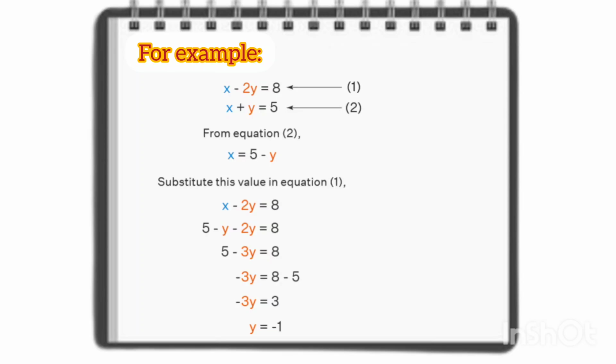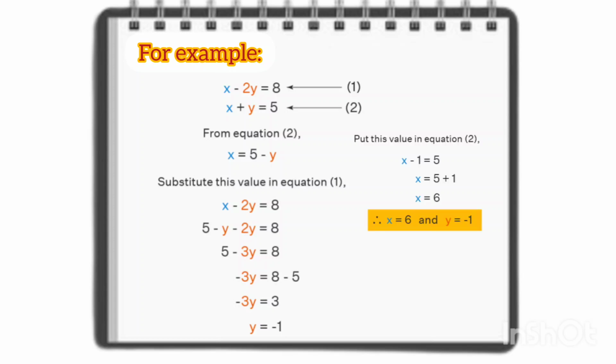Since we already found the value of x, now it's time to find the value of y. To do this, we are going to substitute this value into our equation 1. We have x - 2y = 8 as our equation 1. So we are going to substitute the value of x, which is 5 - y, and then carry out the remaining variable in our equation 1, which is -2y = 8. Since we already substituted the value in the equation, we are going to simplify and solve the resulting equation for the remaining variable. So the value of our y is equal to -1.